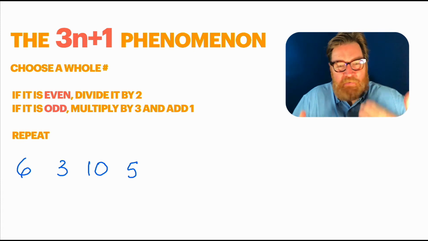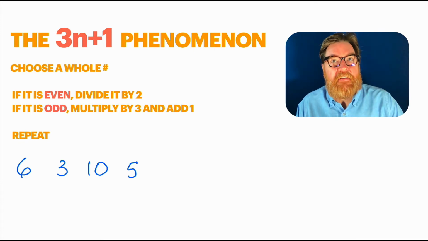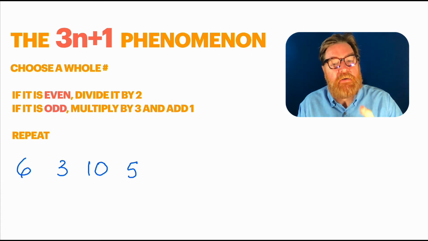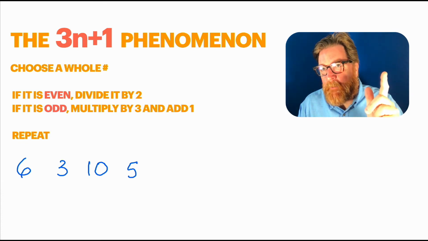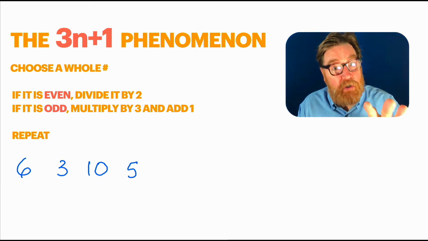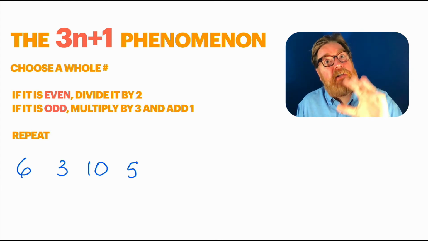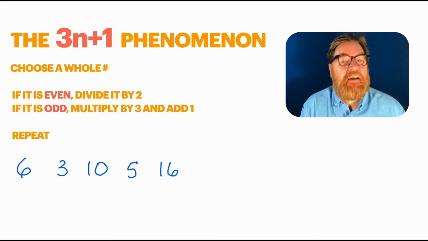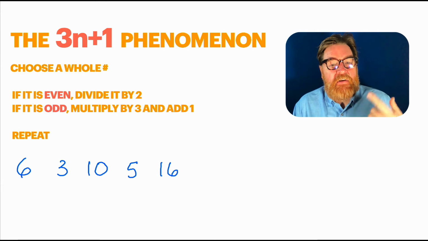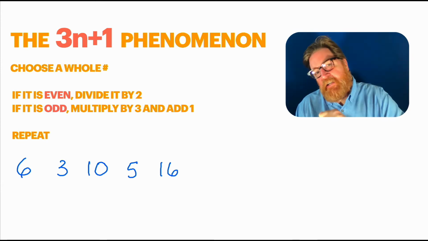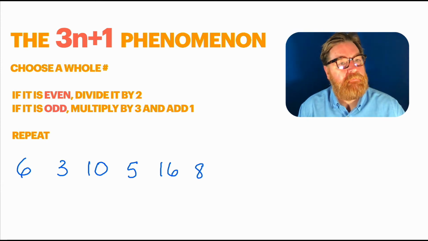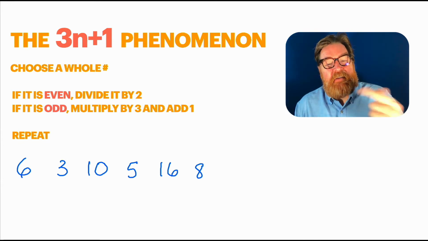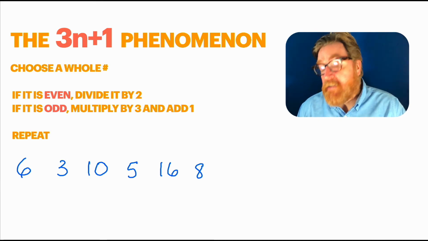All right, good. Let's repeat the process. 5 is odd, correct? Yep, so we're going to multiply by 3 and add 1. So do that in your brains real quick and shout out. Good, 16. 5 times 3 is 15, plus 1 more is 16. Very nice. All right. Even, divided by 2. 16 divided by 2 is 8. 8's even. So again, divide it by 2.